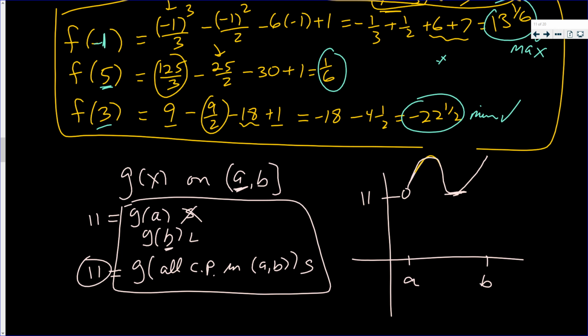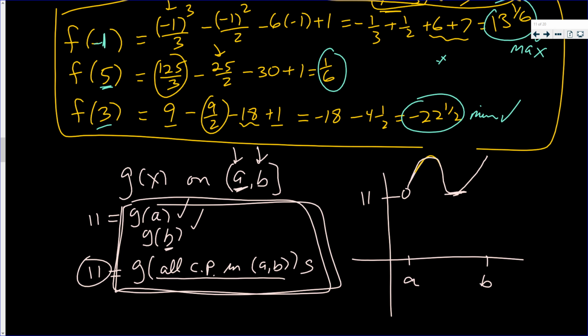But the bottom line is, this is what you need to check, what's in this box. You need to check G of the left endpoint, G of the right endpoint, and G of all critical points in the interval AB. Reject critical points outside the interval.